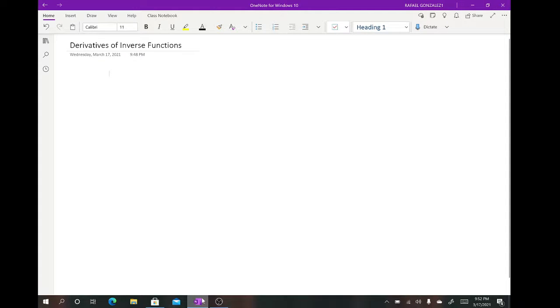Welcome back, everyone. Today we're going to be talking about the derivatives of inverse functions. We mentioned this briefly when we were talking about taking the derivative implicitly, especially when it came to the trigonometric functions of sine and cosine.